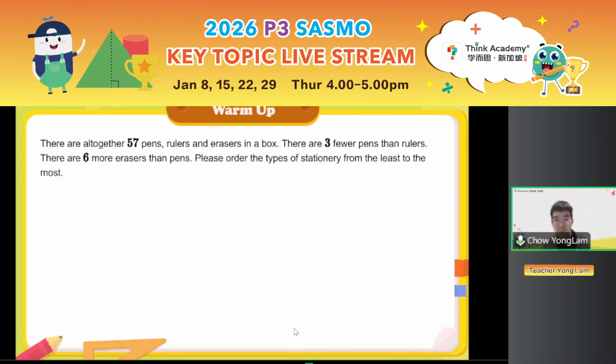Now, here is where we will start talking about the different tips and tricks, starting from the first question. There are altogether 57 pens, rulers, and erasers in a box. Right? Pens, rulers, and erasers. There are 3 fewer pens than rulers. There are 6 more erasers than pens. Please order the types of stationery from the least to the most. Oh, I need to change the question a bit. I guess I mean from the most to the least. Okay, from the most to the least.